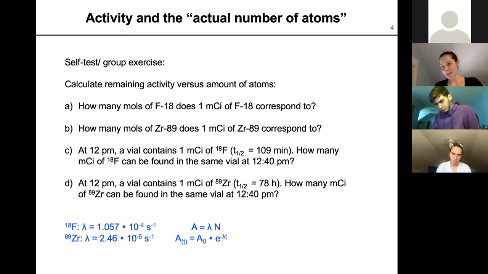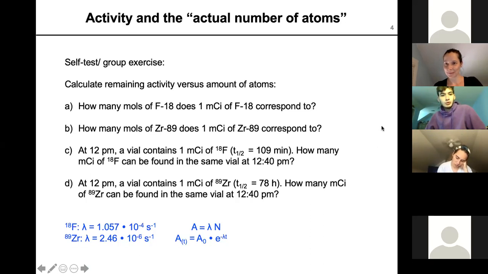Okay, so while we're waiting for about two-thirds of the class, some observations that are being made from these numbers that maybe the people can share that have already solved at least A and B. Just go ahead and talk. So for A, there are 3.5 times 10 to the 11th atoms and 5.81 times 10 to the negative 13th moles.